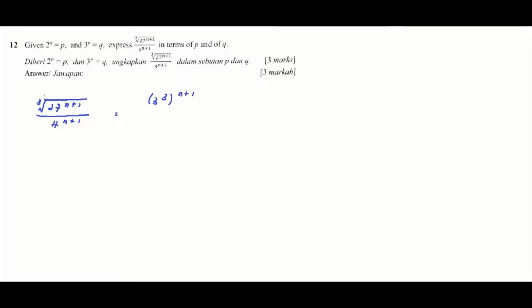Then for the cube root, it's going to be the power of 1 over 3, so we can straight away do it like this. Then divide by 4, which is going to be 2 to the power of 2, so 2 squared and then n plus 1. Now we can continue. For this term, you multiply the powers together, so you have 3 multiplied by 1 over 3, you get back to 1.